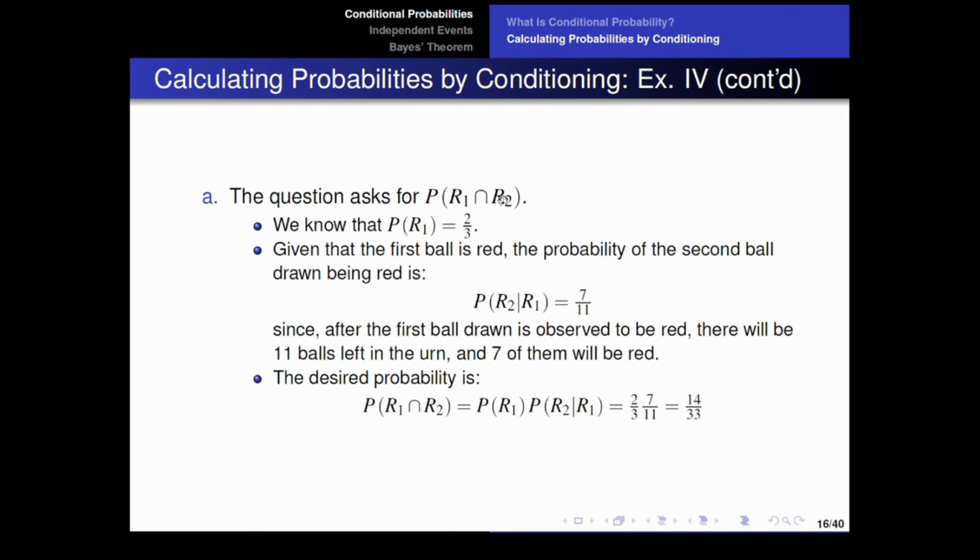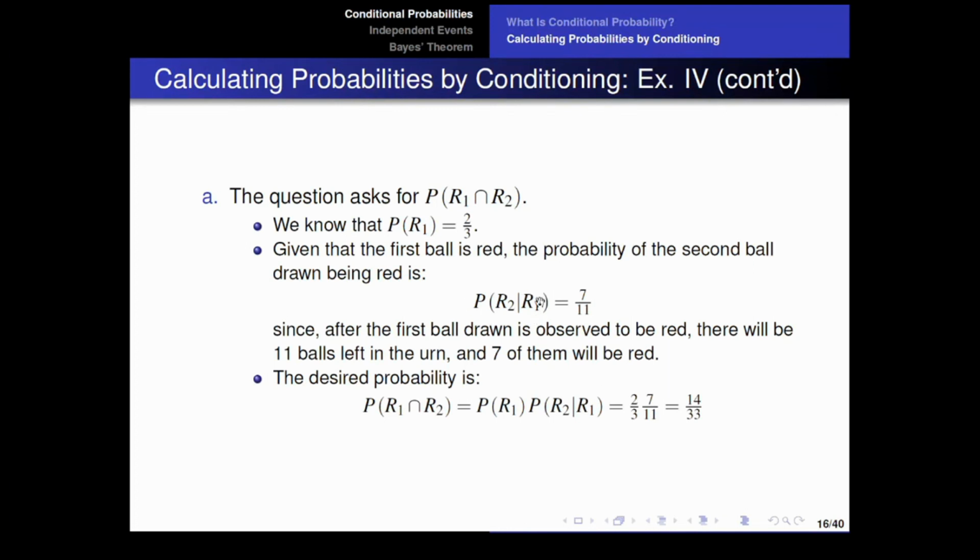Now in part A, the question is asking me this intersection probability. What is the probability that both balls selected are red? Which means the probability of R1 intersection R2. The first ball is going to be red. The second ball is also going to be red. We know the probability that the first ball is red is 2/3. And given that the first ball is red, there remain 11 balls in the urn, and 7 of them are going to remain as red. So if the first ball selected is red, 11 balls will remain in the urn, and 7 of them are red. So you can write this probability as well.